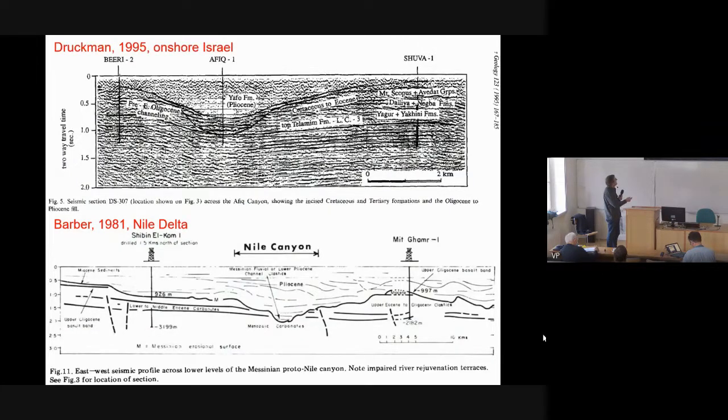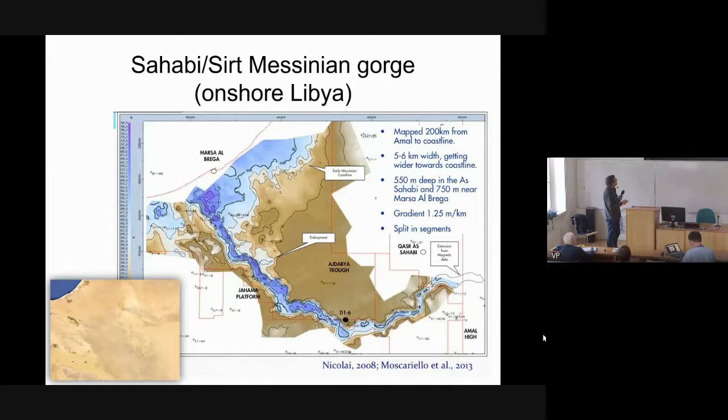That was first seen in the Nile Delta. These are very old papers that were the first to shed light on the incision in response to sea level drawdown. But let me show you something more recent. This is in the margin of Libya. Here we are looking at a valley that is about 200 kilometers upstream from the coast. And this is the Gulf of Sirte. It reaches a depth of more than 500 to 750 meters near the coastline.